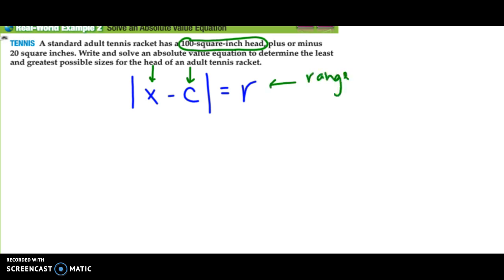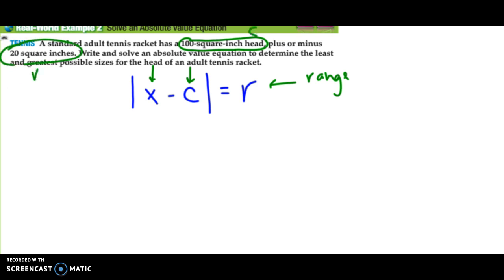We have to think about this equation right here: the absolute value of x minus c equals r. Here's what it is. x is our variable, our amount that we have. c is what's called our central value. In our case, our central value is going to be 100 square inches. And finally, r is our range. In our case, our range said plus or minus 20 square inches. Excuse me, that's r. This is c.